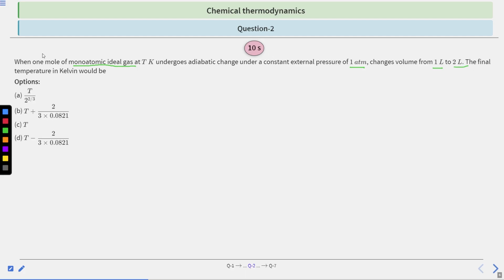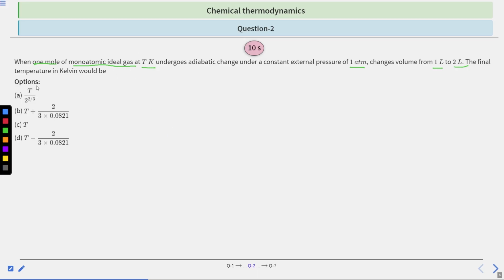So we are given 1 mole of a monatomic ideal gas whose temperature is T Kelvin, and it is undergoing an adiabatic process at an external pressure of 1 atmosphere, and the volume is changing from 1 liter to 2 liter. We have to find the change in the temperature, or what is the final temperature at which our gas will reach.